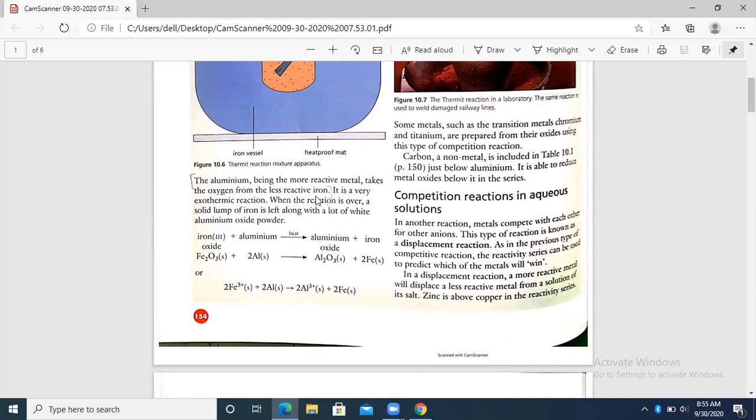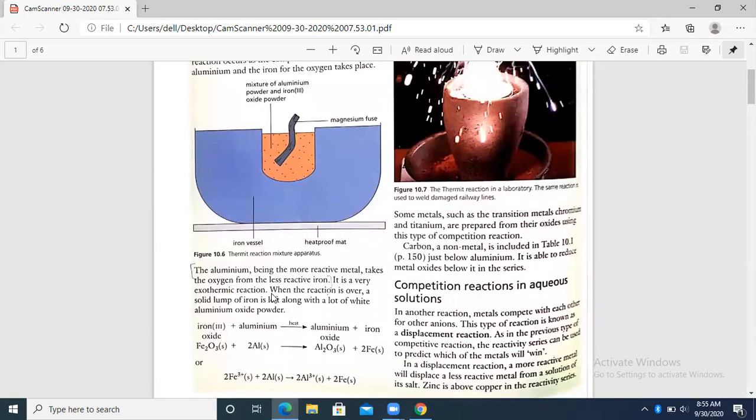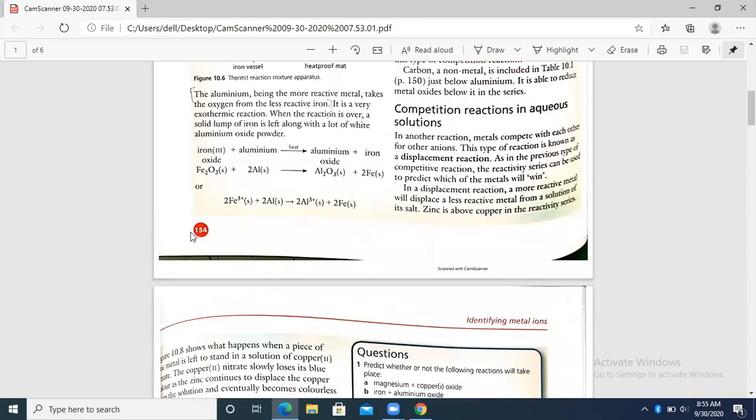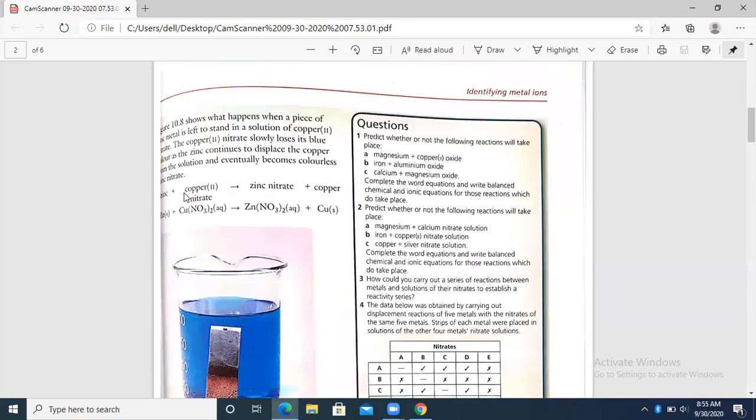In a displacement reaction, a more reactive metal will displace a less reactive metal from a solution of its salt. So see here: zinc plus copper nitrate. Copper nitrate is a solution. You can see it written here, aqueous. It is a solution. Zinc is a solid piece, and copper nitrate is a solution.